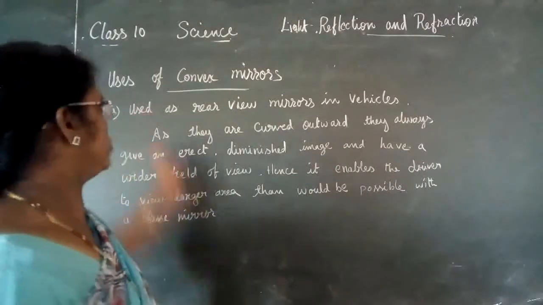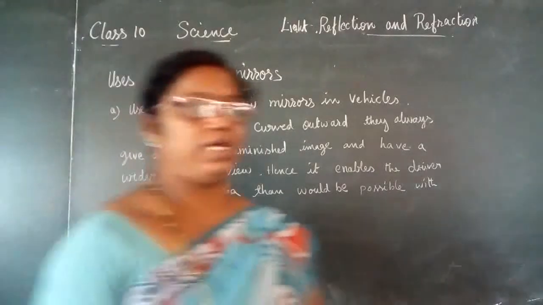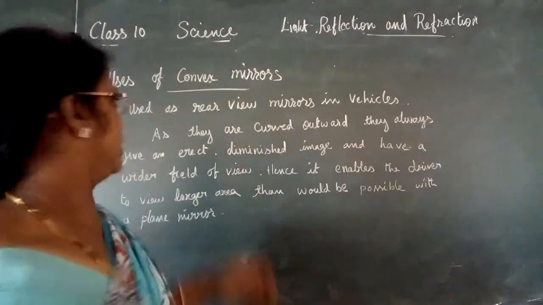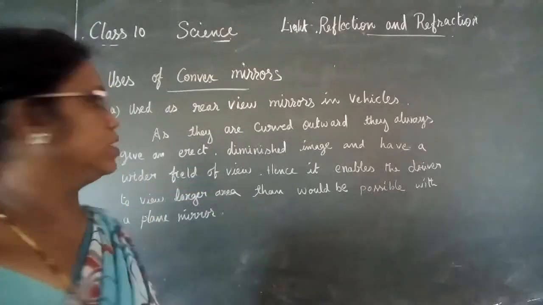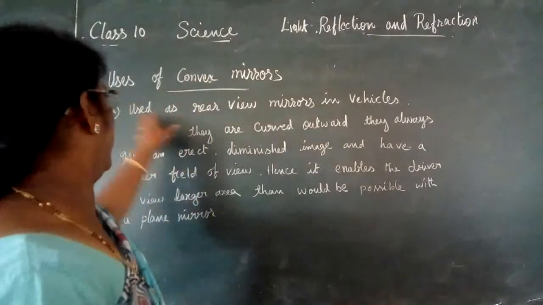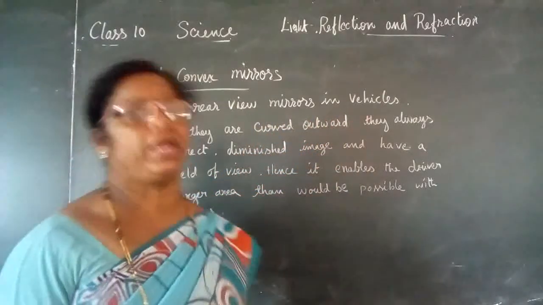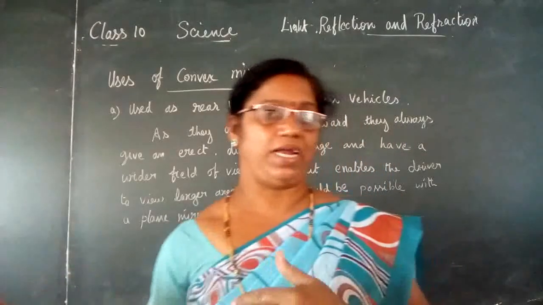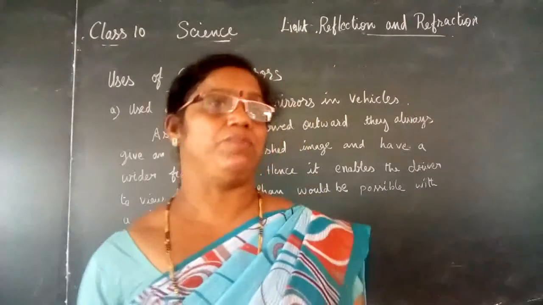Let us see the uses of convex mirror. You know that the convex mirror has a curved outward view. Convex mirrors are used as rear view mirrors in vehicles. You might have seen at the driver's seat at the side, they have a convex mirror placed. They are the rear view mirrors.